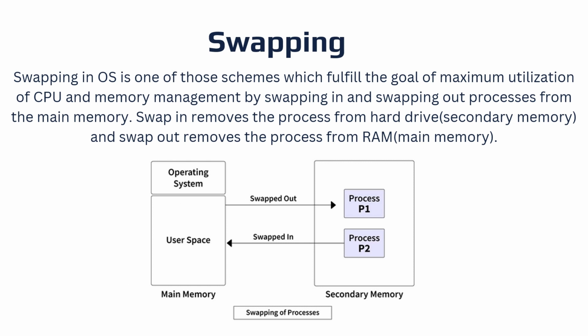Swapping in an operating system is one of those schemes which fulfill the goal of maximum utilization of CPU and memory management by swapping in and swapping out processes from the main memory. Swap in brings the process from the hard drive, that is the secondary memory, and swap out removes the process from RAM, random access memory, or the main memory. We can understand it by the diagram given here, showing how the processes are swapped out and swapped in between the user space and secondary memory.